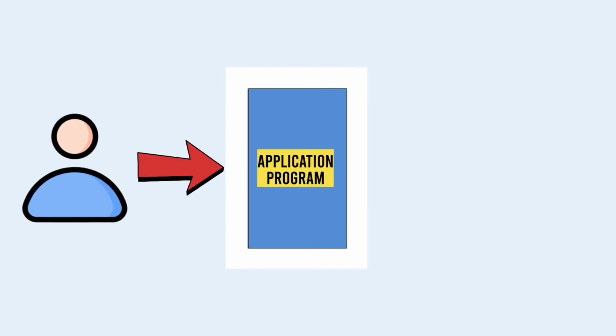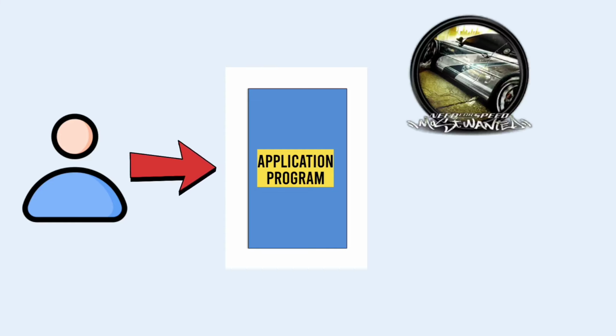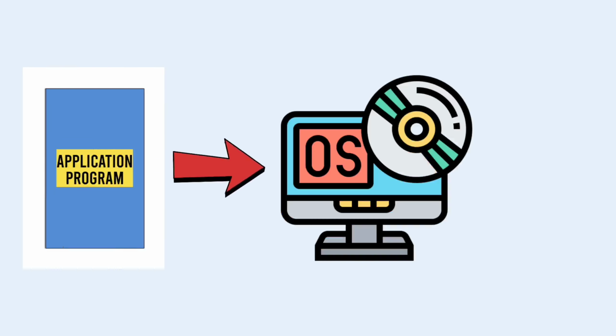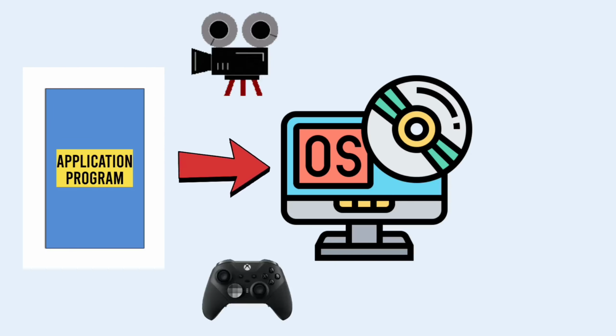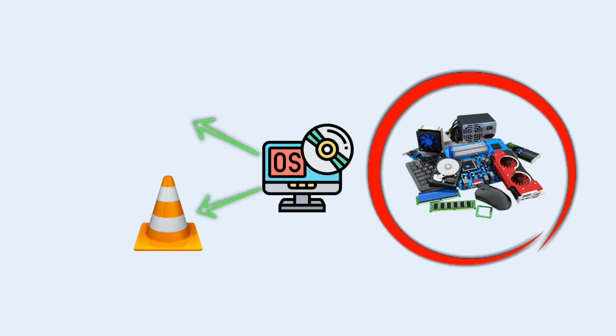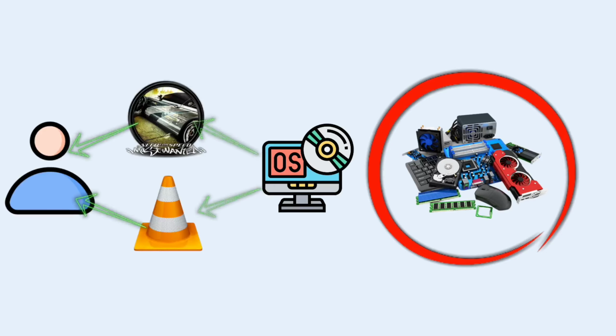If a user wants to play a movie or play a game or anything, he will go through the application program. Like if the user wants to play a game, he will go through a game application, or if he wants to play a movie, then he will go through a VLC application. The application program gives instruction to the operating system that the user wants to play a movie or a game on hardware. Then the operating system, which controls the whole computer hardware, plays the movie or game for the user. Like this the system works.